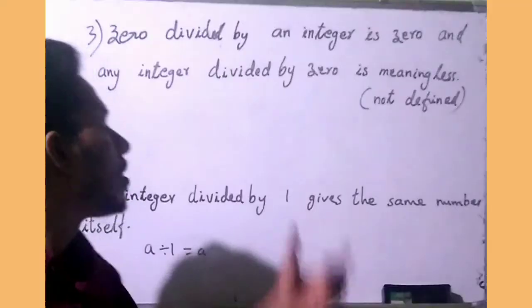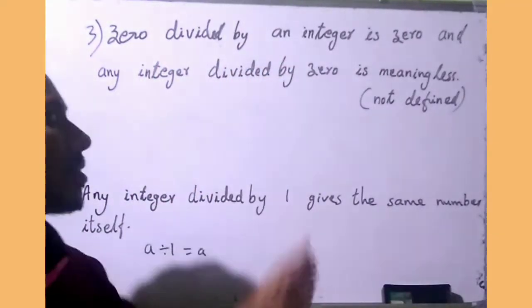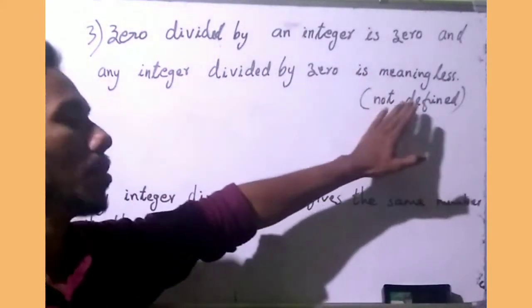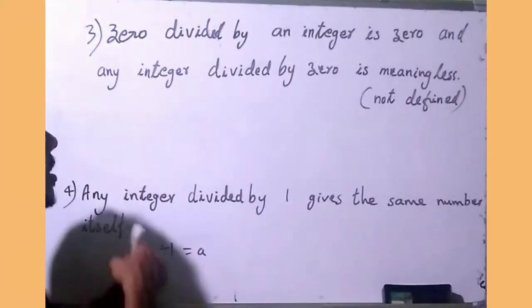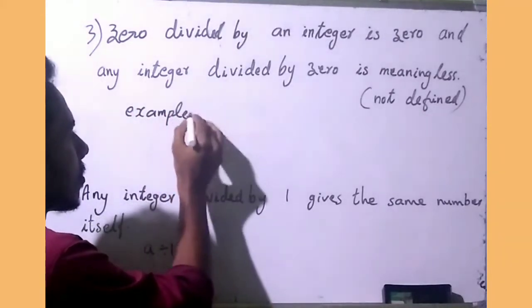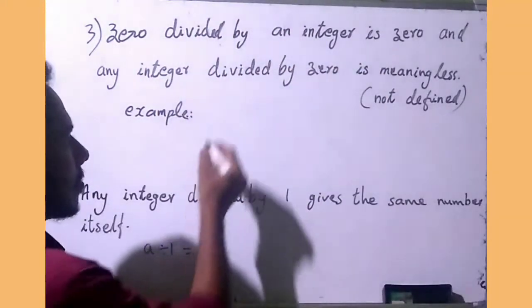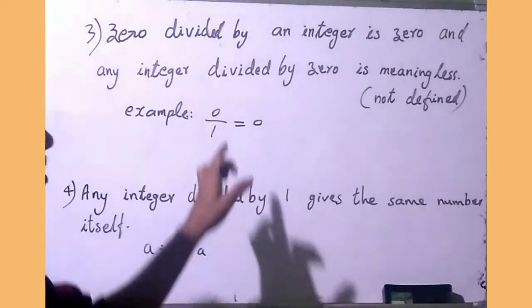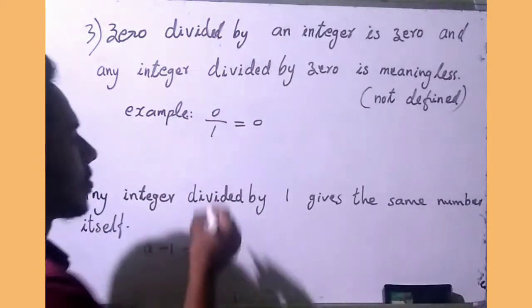That is a property. The next property: 0 divided by an integer is 0, and an integer divided by 0 is meaningless. It's a property you have to study. For example, 0 divided by an integer. 0 divided by 1 is 0. The answer is 0. So 0 divided by any integer is 0.